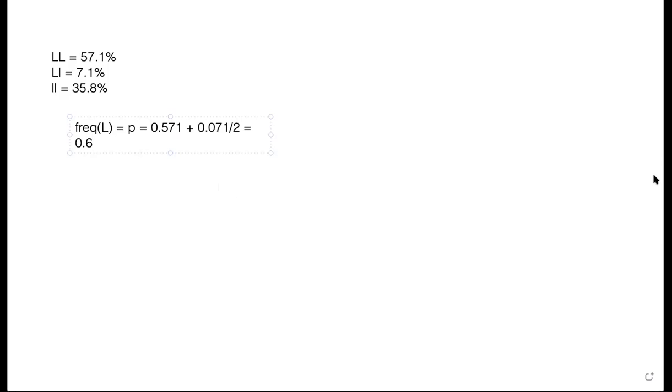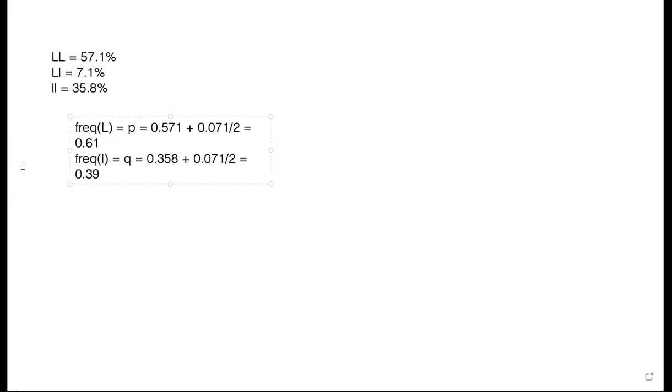Okay, I'm not seeing anything coming through on the chat, but I'm going to assume I'm right because I've got a PhD. Okay, so the frequency of the little l allele we'll call q, and that's, okay, 0.61. Okay, 0.61, close enough. That frequency is going to be 0.358 plus 0.071 divided by 2, and that's going to be equal to 0.39.